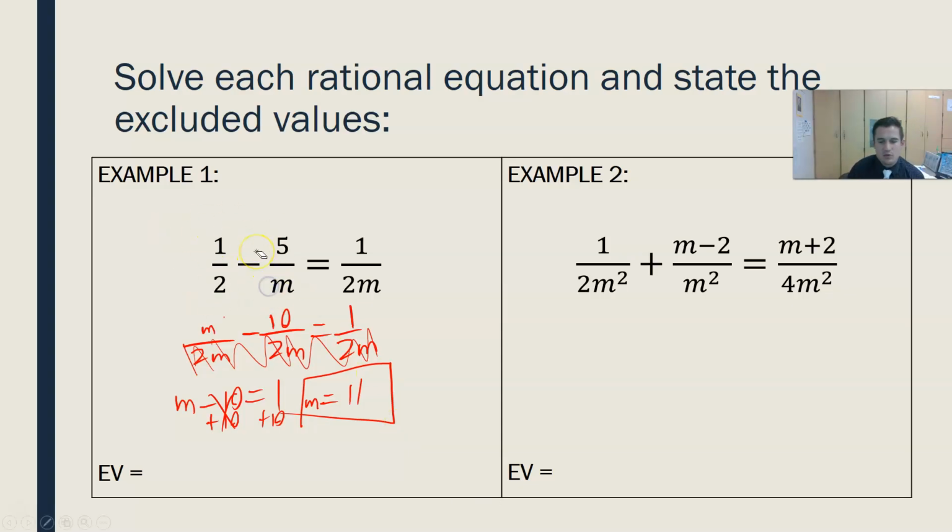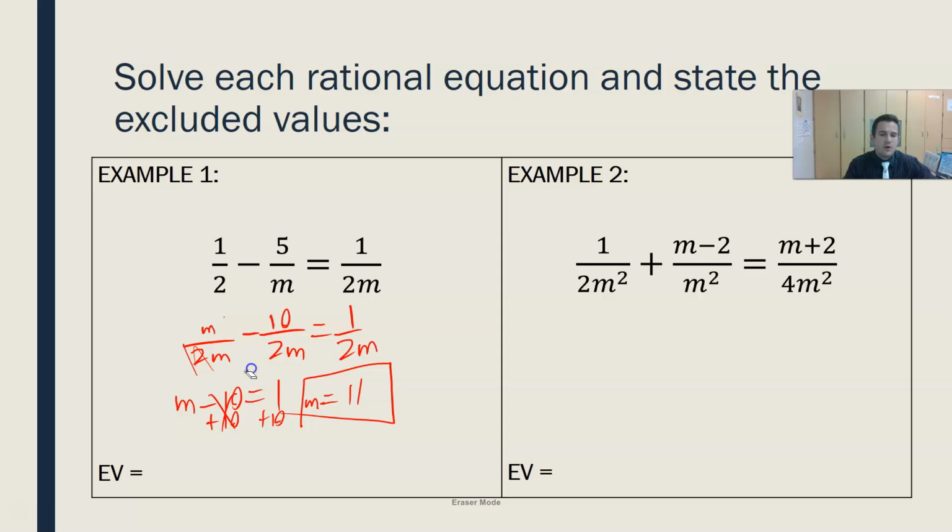And if you want to double check yourself, you would go ahead and plug 11 back in for m. So I'd do 1/2 minus 5 over 11 equals 1 over 2 times 11. I do that math and make sure that I indeed get the same thing on the left as I do on the right. And if you do that, you'll notice that, in fact, I do. So my solution is m equals 11.